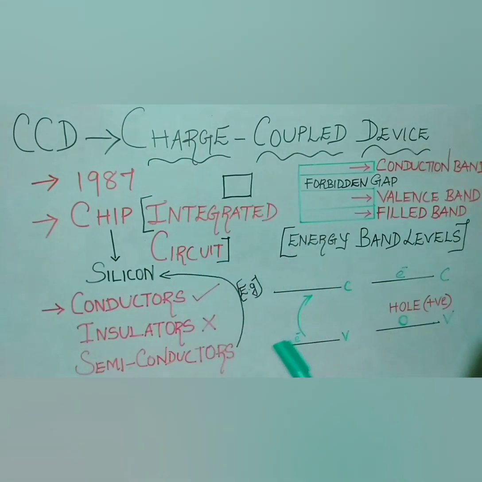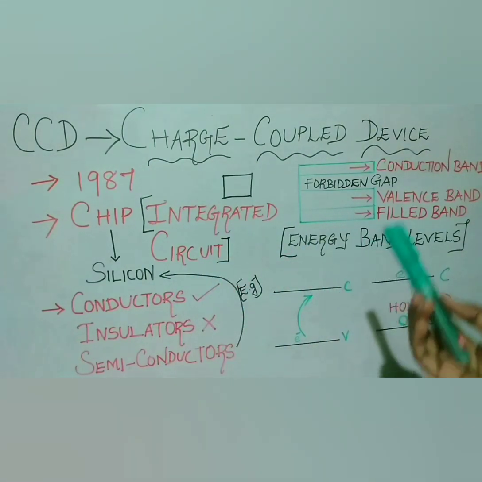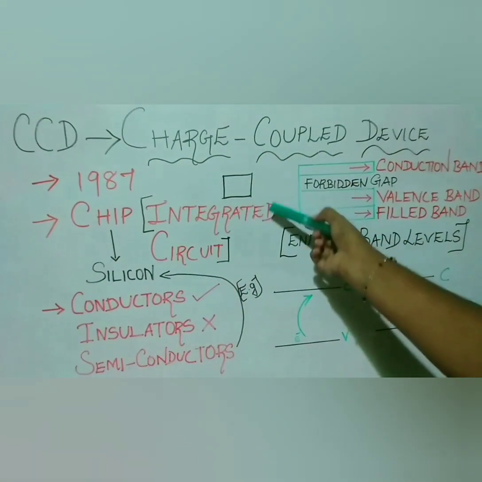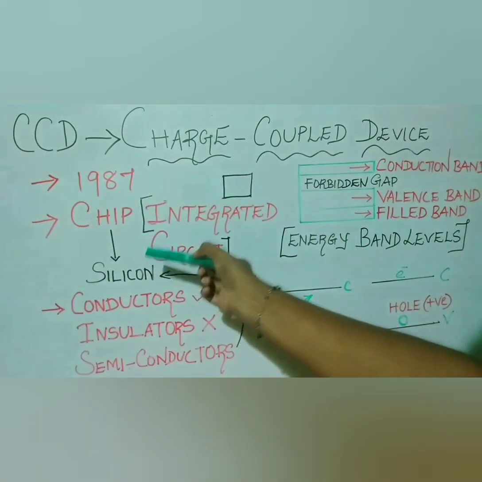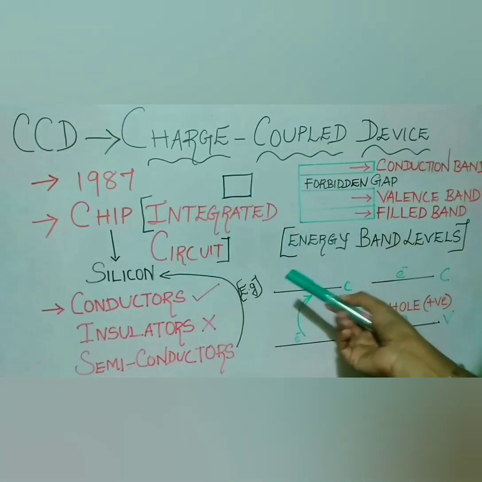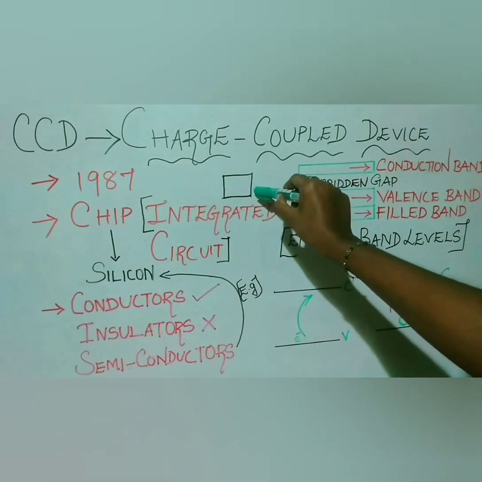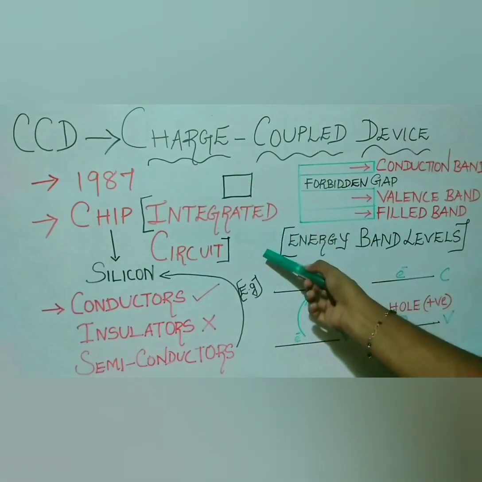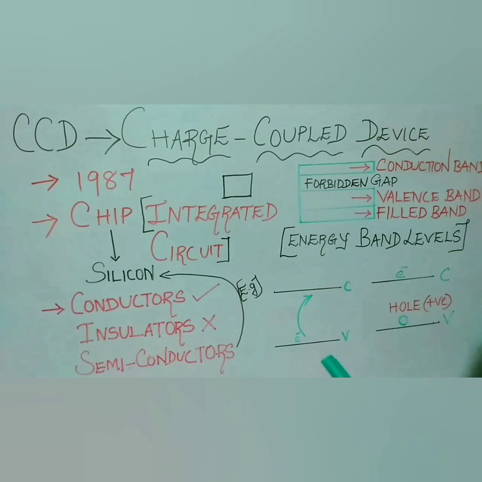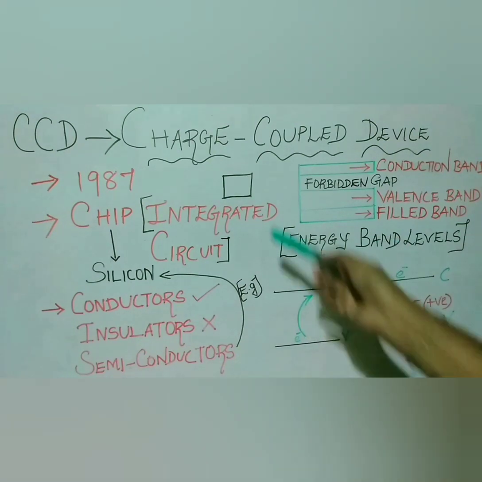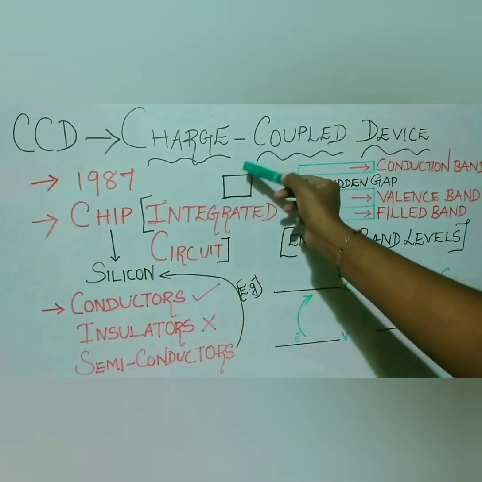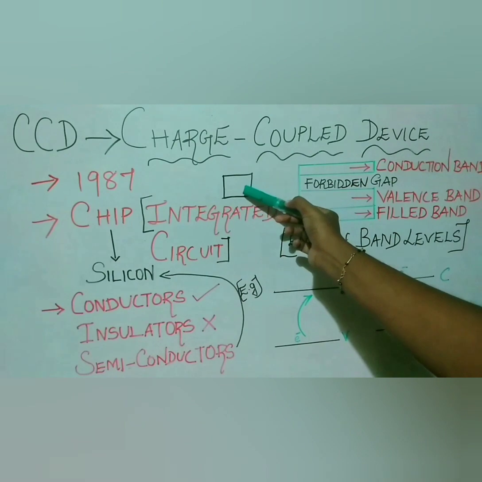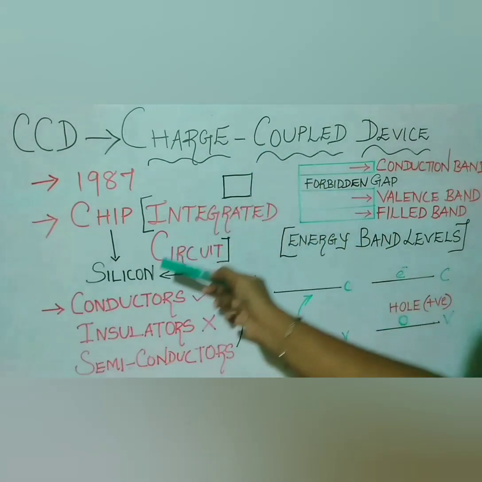Okay, so it's basically a chip. Chip is like a small flat piece of some material. So this CCD chip is a small flat piece of semiconductor material, and it is an integrated circuit. So it will be having a set of electronic circuits. So CCD is an integrated circuit. So it will be having a set of electronic circuits on a small flat piece of semiconductor material. That semiconductor material is mostly silicon.